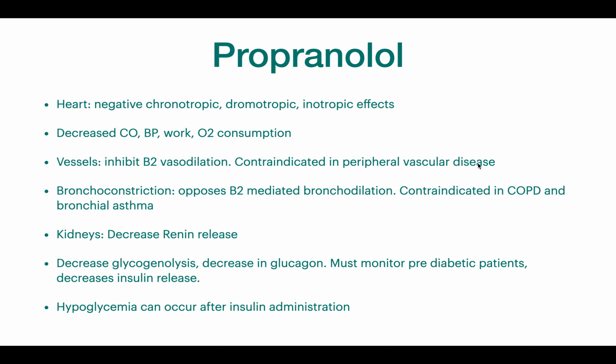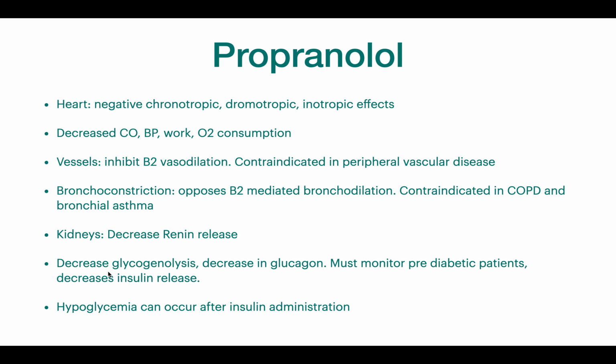In the kidney, propranolol will decrease the renin release because it decreases the blood pressure. Without the blood pressure, there's no stimulus for renin, because renin will be converted to angiotensin, angiotensin will be converted into angiotensin 2, etc., and it's going to raise the blood pressure.